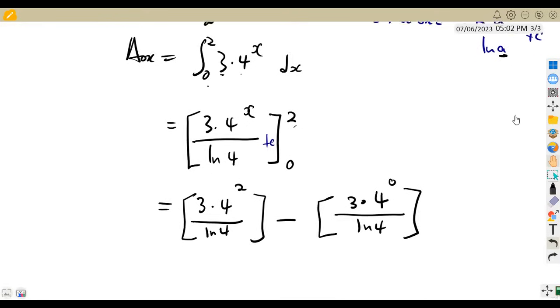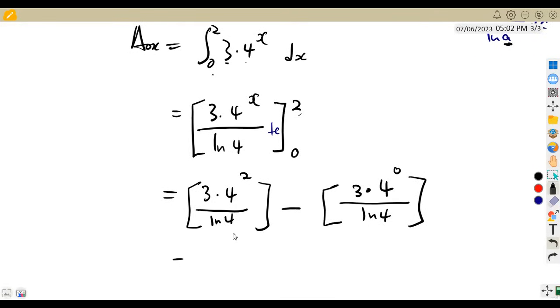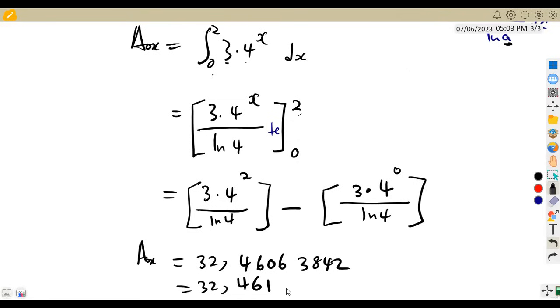All right, so with your calculators, guys, there's no need for us to simplify this one aside and this one aside. Yes, you can do that. If you want, you can simplify this aside and get an answer, simplify this one aside and get an answer, or just simplify everything at once. So the area with respect to x is going to be 32.4606 3842 and so on, which is 32.461 to 3 decimal places, in square units. So this time there's a need for us to have the square units because we are talking about area in this case.